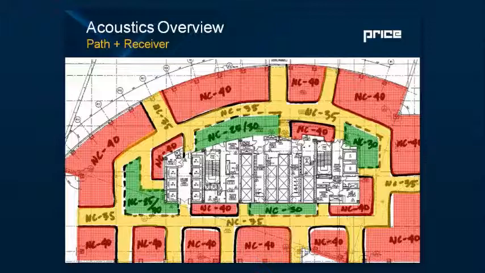And you know, some typical rules that you want to follow. One, you don't want to have spaces adjacent to each other that have more than a 5 or more than a 10 NC point difference. Otherwise, you're going to probably have an issue for the quieter space. You also don't want to locate quiet spaces near equipment, such as indicated here. So you have some spaces adjacent to the elevator shaft.